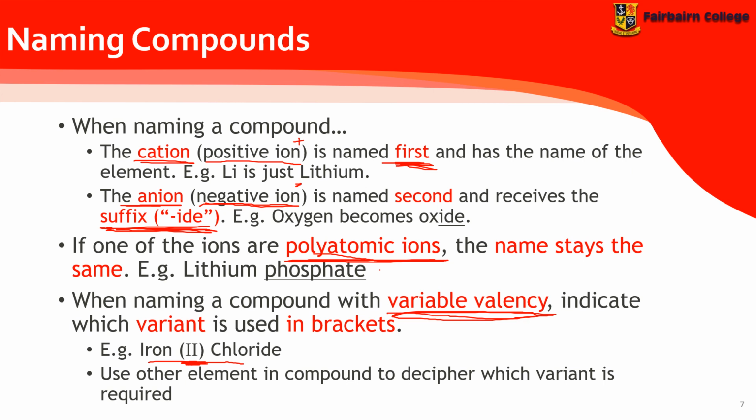Okay, and if you are unsure which variant is used, then you must use the knowledge that we gained in the previous video to figure out which variant was used. For that, you need to use the other element in the compound. So in this case, you would use the chlorine to figure out what specific variant of iron was used. Okay, but like in the previous videos, let's look at a few examples, because that's going to help us demonstrate all of this.